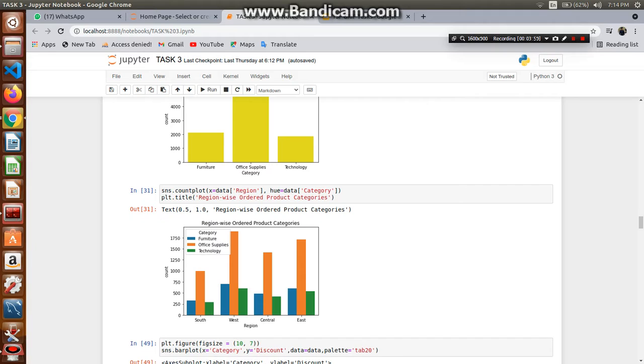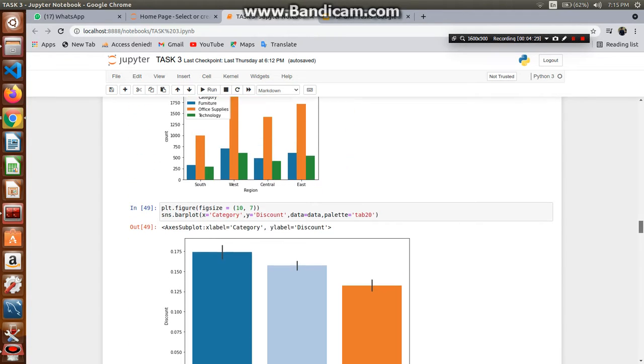As seen in the previous graph, these two are the same, but these are all in different regions. West has the most number of products, followed by east, and after that central, and the least is south. But more or less it is the same, you can see office supplies is the highest in all, followed by furniture, and technology is the lowest in all. So the overall view is similar.